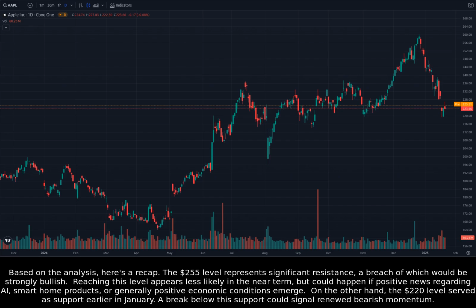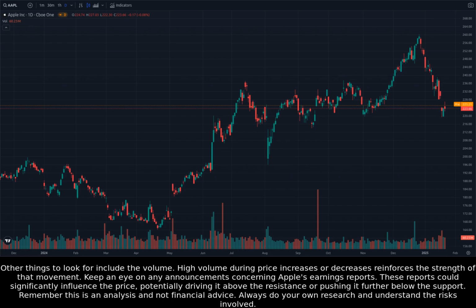On the other hand, the $220 level served as support earlier in January. A break below this support could signal renewed bearish momentum. Other things to look for include the volume. High volume during price increases or decreases reinforces the strength of that movement. Keep an eye on any announcements concerning Apple's earnings reports. These reports could significantly influence the price, potentially driving it above the resistance or pushing it further below the support.